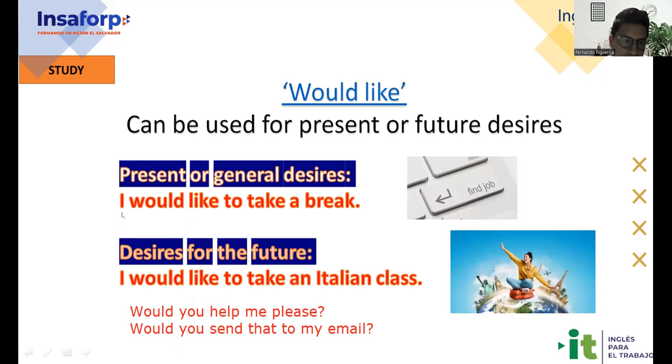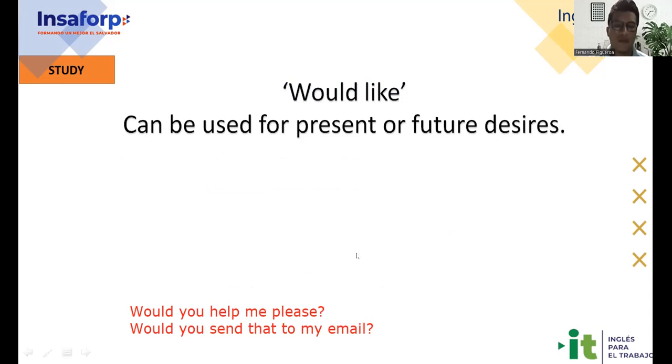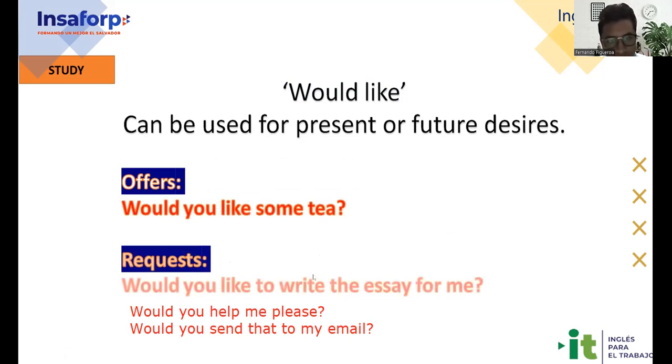¿Cuál es la estructura? El subject, would, plus a verb. En este caso estamos utilizando would like para hablar también de una preferencia. So what would you like? I would like to rest. Me gustaría descansar. I would like to sleep. Pero también podemos utilizarlo con cualquier otro verbo, no necesariamente con like.